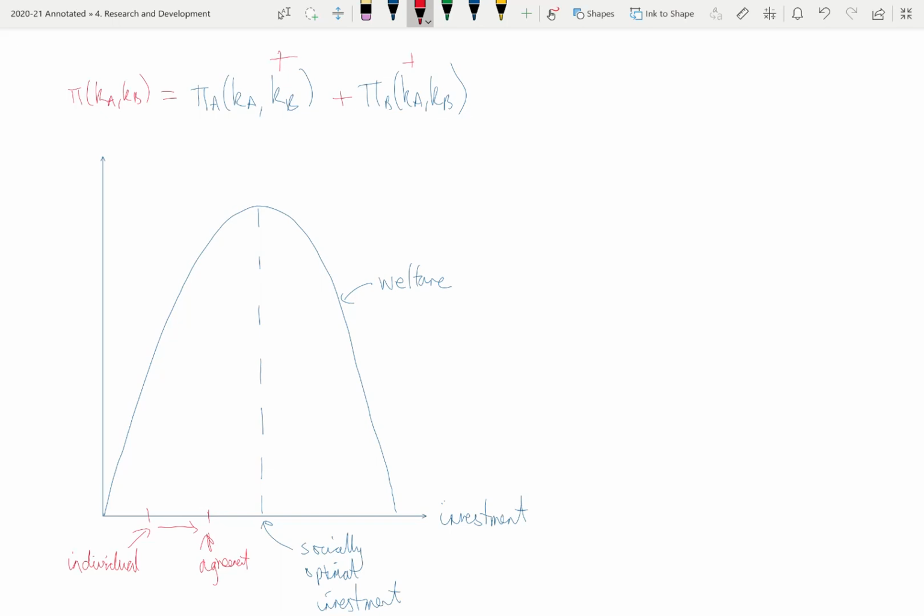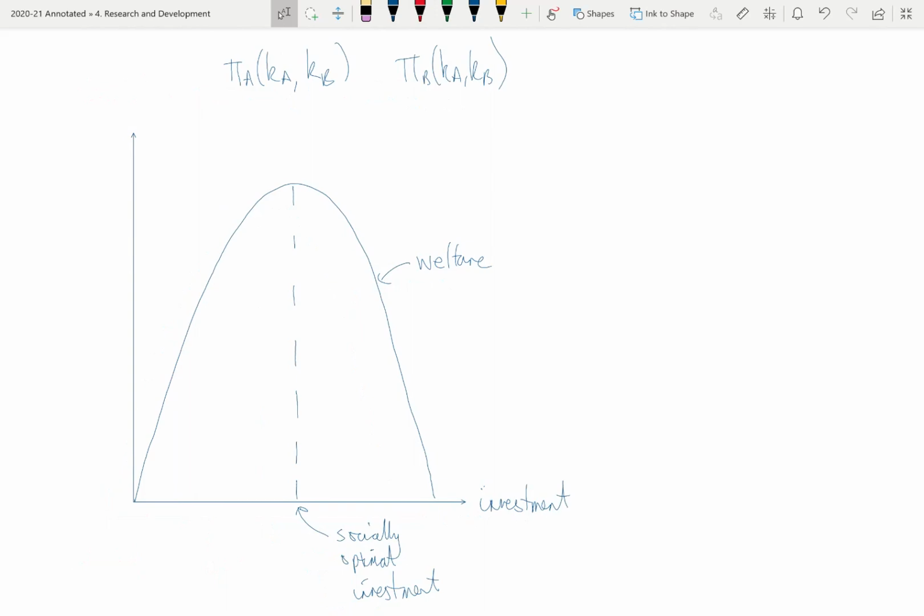Now, they're not going to go all the way to the socially optimal level because there are benefits that accrue to parties other than the firms. So it's not just these two firms doing the investment that are benefiting from the R&D, and because the firms do not take account of that even when they have an agreement, they're going to be still investing less than the socially optimal amount. So an R&D agreement is a good thing when there are spillovers of investment by one firm on the other firm.